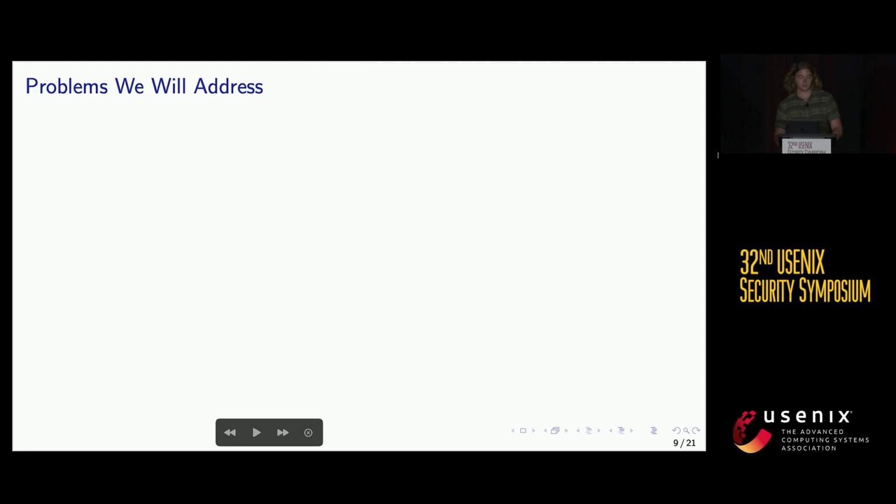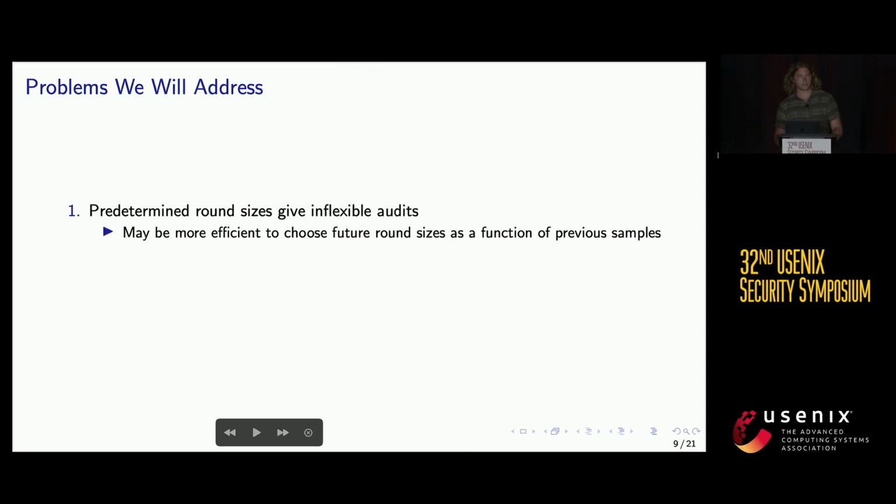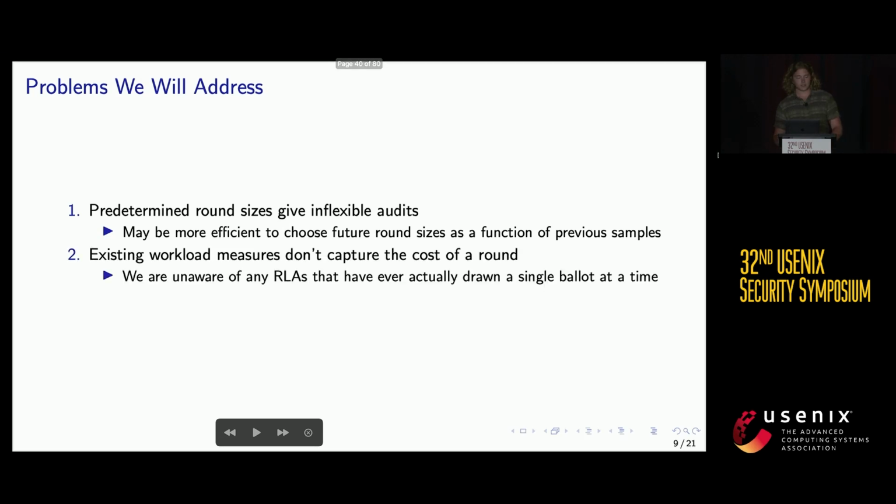So here are the problems that we address. The first is that the predetermined round sizes give inflexible audits. In particular, it might be more efficient to choose future round sizes as a function of previous samples. And the second is that existing workload measures don't capture this cost of a round. We are unaware of any RLAs that actually draw a single ballot at a time, and so we address this as well.